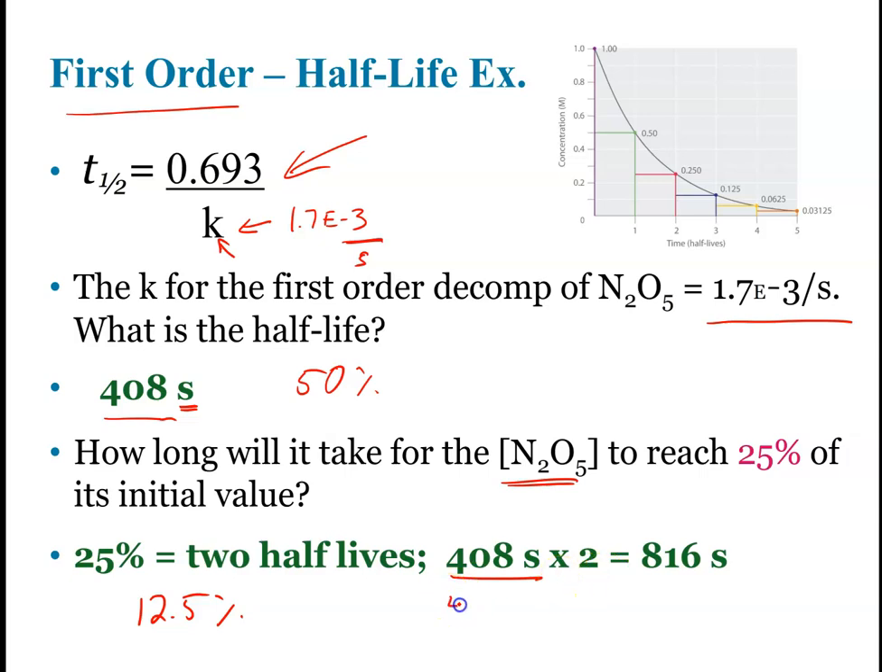It would be 408 seconds times 3. To go down to 6.25%, which would be 4 half-lives, it would be that 408 seconds times 4. Okay, again, first order kinetics, the half-life is constant.